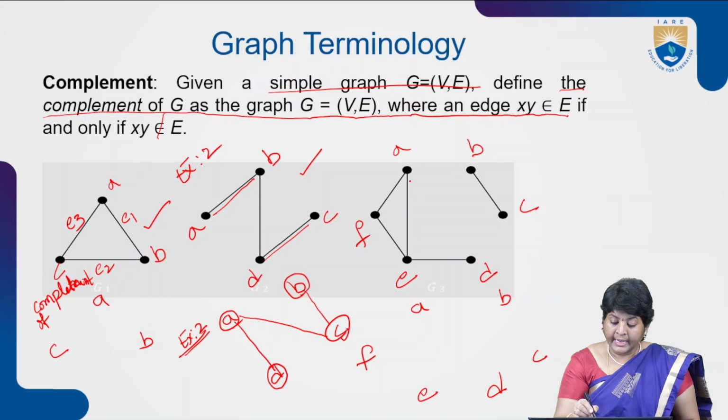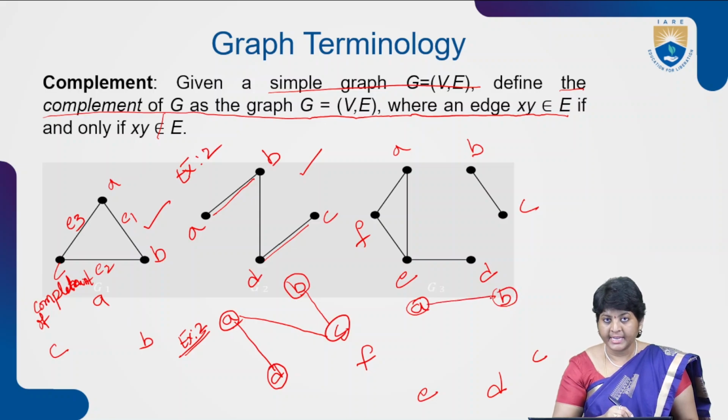Now A to B there is no connecting line. So we will establish the edge connection. Next, B to C there is an edge connection. So we will remove that. C to D there is no edge connection. So we need to establish that edge connection. Now D to E there is edge connection. So we should not maintain the connection.